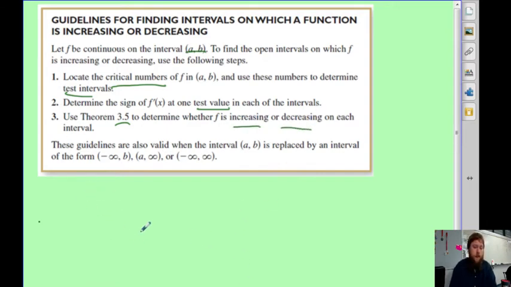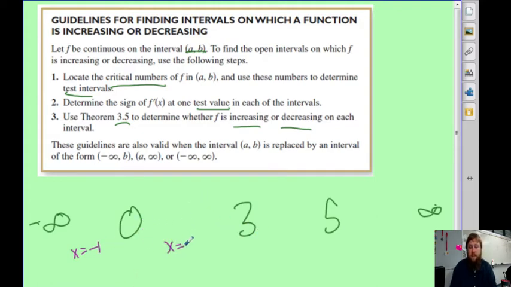For example, if your critical numbers were at 0, 3, and 5, these are your test cases. The test intervals are going to be from 0 to 3, 3 to 5, and then 5 to infinity, or 5 and beyond. You're also going to have the test interval from negative infinity to 0. If these are our x values, we're going to pick some value in between. For negative infinity to 0, x equals negative 1 would be a test value. For 0 to 3, maybe x equals 1. Here maybe x equals 4, and here x equals 6. You'll find test values in each of these and figure out which areas are increasing and decreasing.